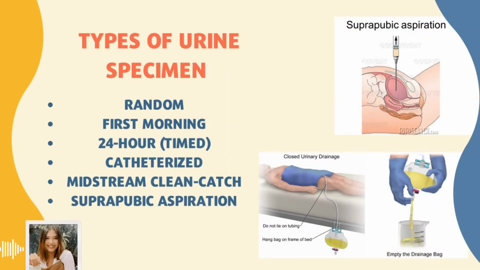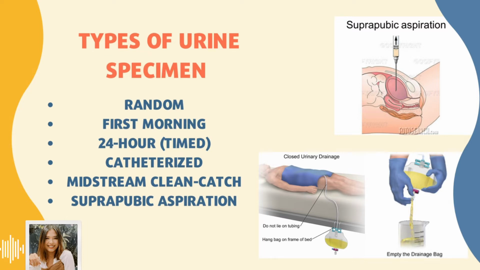Now let's discuss the different types of urine specimen. Alright, so first is the random specimen. This type of specimen can be collected at any time of the day, and it is the most common type of specimen collected for tests to be performed on. Random specimens are used primarily for routine urinalysis. Next is the first morning specimen. This type of sample is collected upon rising from sleep in the morning. It is the most concentrated and is the preferred specimen for pregnancy testing, bacterial cultures, and microscopic examinations.